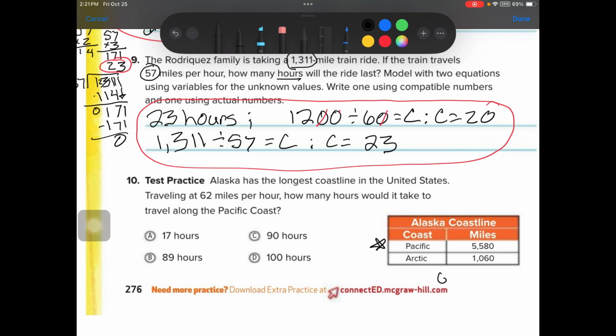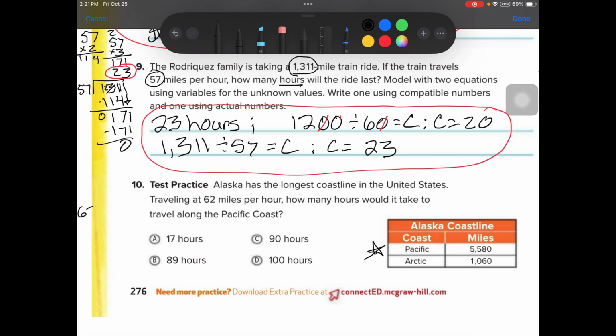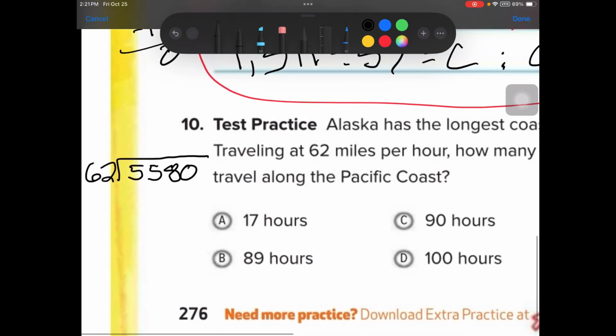So we can set up our question by going 62 miles per hour, and give me a little bit more room. 5,580. I'm going to write that somewhere different. Okay, here is the Pacific coast. We're going to write our equation over here because they just did not give me enough room. So 62, and we're going to go into 5,580. All right, let's figure this out.